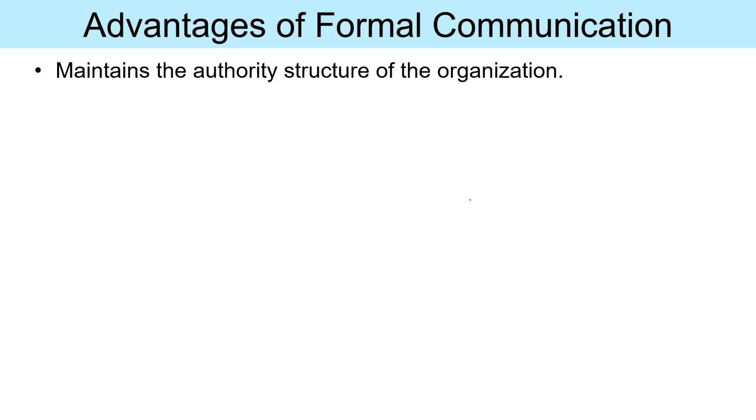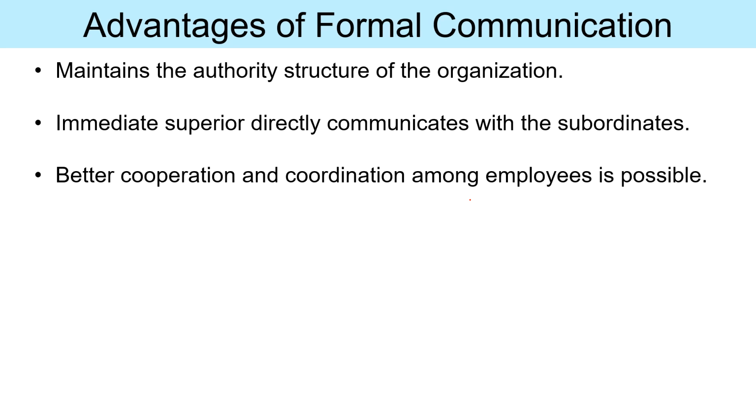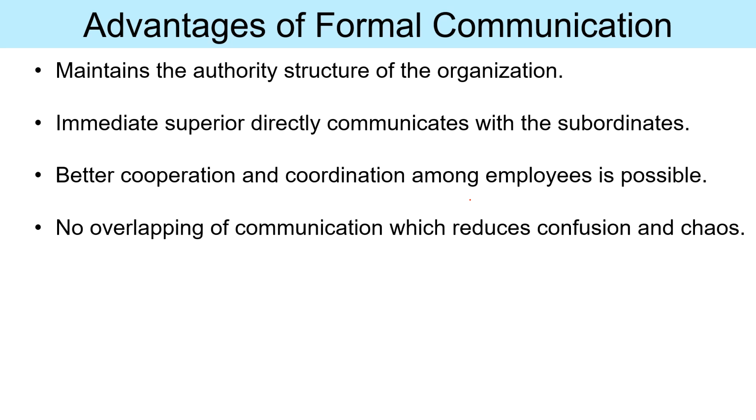Talking about the advantages of formal communication. It maintains the authority structure of the organization, and so it is easy to fix responsibilities of the subordinates for the activities undertaken by them. Next, an immediate superior directly communicates with the subordinates, which develops an understanding between them, leading to effective communication. In a formal communication, better cooperation and coordination among the employees is possible. Further, there is no overlapping of communication, which reduces the confusion and chaos.